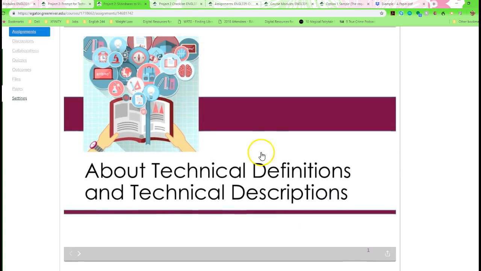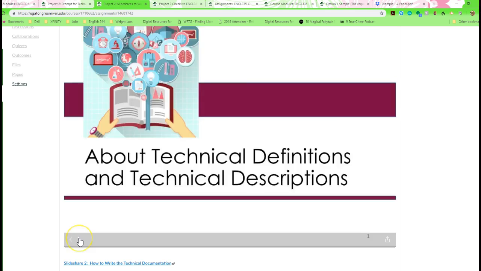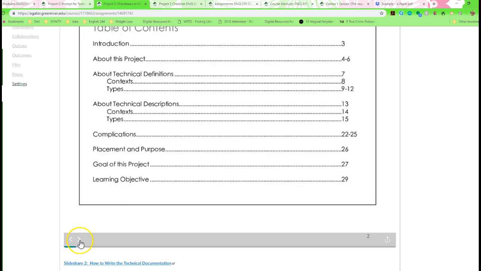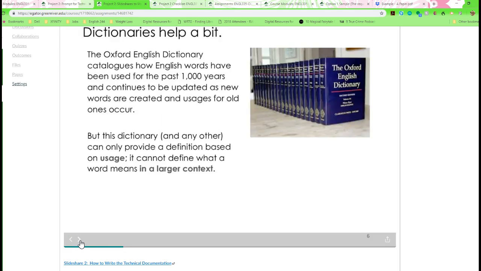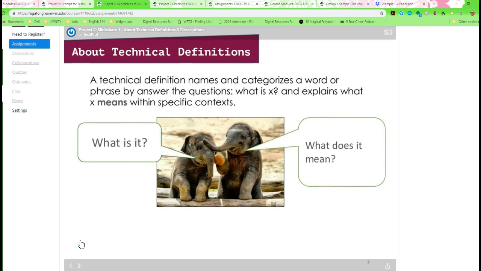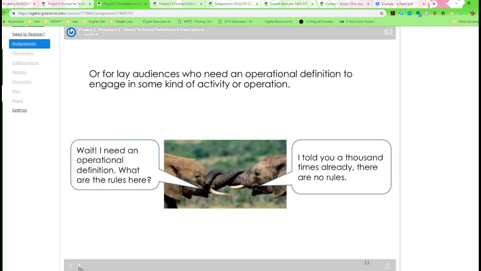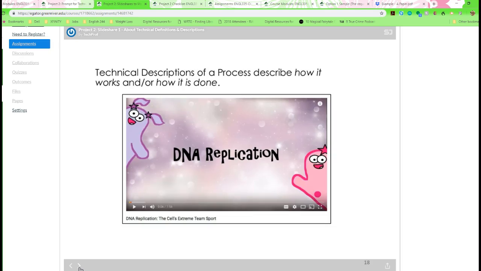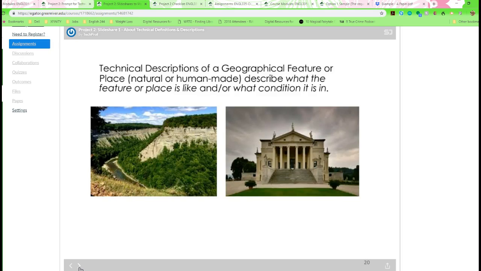Technical definitions and descriptions. This will tell you all about what a technical definition is and what a technical description is, and all the things. What's the difference between a technical definition and a technical description? I'm not going to go through this entire thing. I'll let you do that.